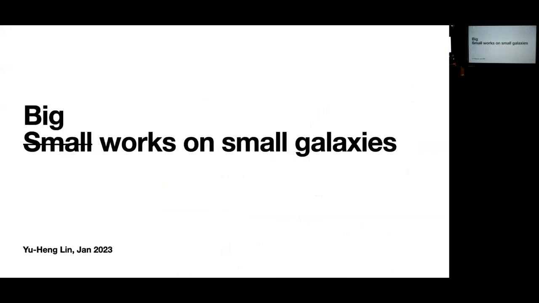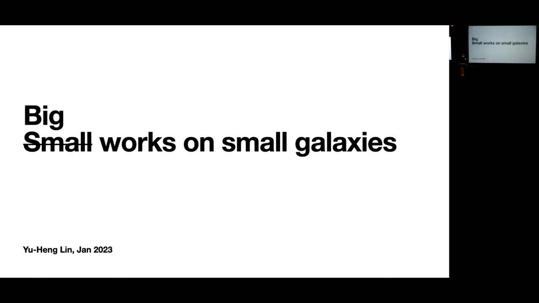Okay. Hello. So I want to talk about some observation works about small galaxies. I said that the title is going to be "Small Works on Small Galaxies." I showed my advisor yesterday, and she was like, "This is not small works." So, big works on small galaxies.